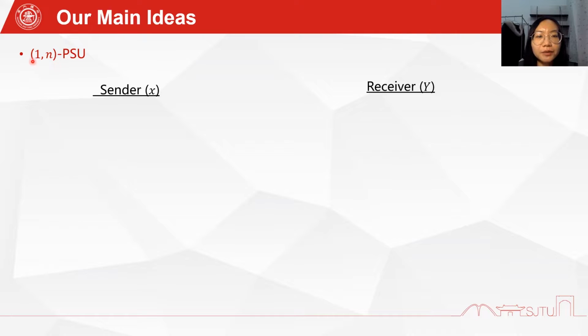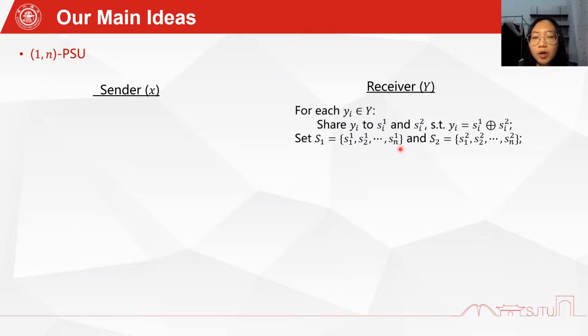Let's first look at 1-N PSU, which means that the sender only holds one item X and the receiver has a set Y that includes N items. And the receiver wants to know if X is in set Y. If X is in set Y, then the receiver cannot know anything more about the item X. Otherwise, the receiver needs to obtain the item X. More specifically, the receiver needs to know for each item yi if it is equal to item x without directly obtaining the item x. So we can use the above simple fact.